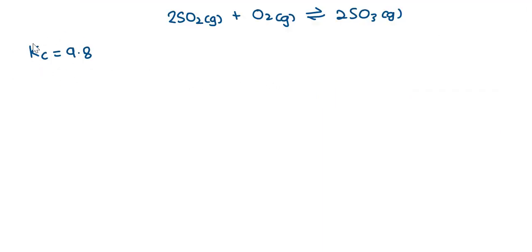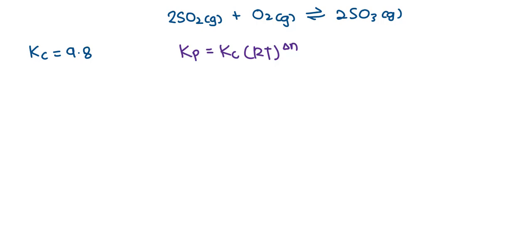Since we already have the value of the Kc just now, to calculate the value of the Kp, we are going to use this formula. Kp is equal to Kc (RT) to the power of delta n. The change in number of moles here refers to the number of moles of the product gas minus the number of moles of reactant gas. Just focus on the stoichiometric coefficient in the balanced equation.